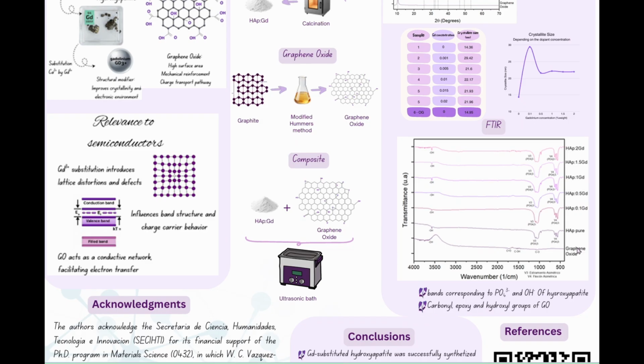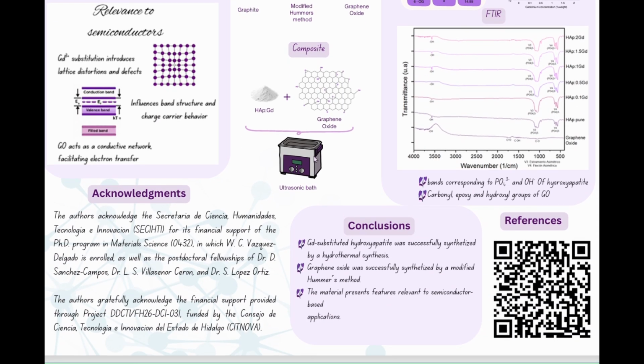This material combination is critical. The gadolinium substitution influences the band structure and charge carrier behavior, while the graphene oxide provides a high surface area and acts as a conductive network that facilitates the electron transfers.